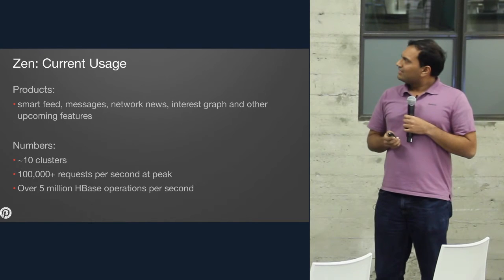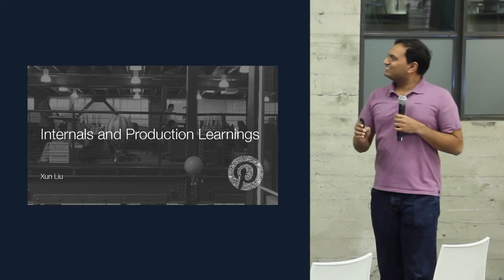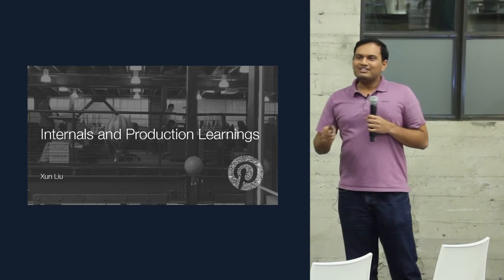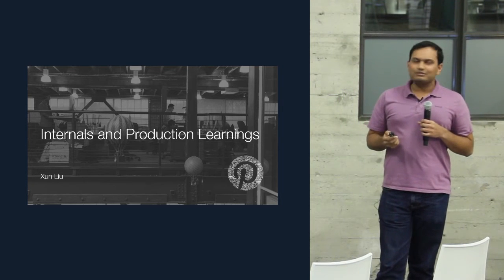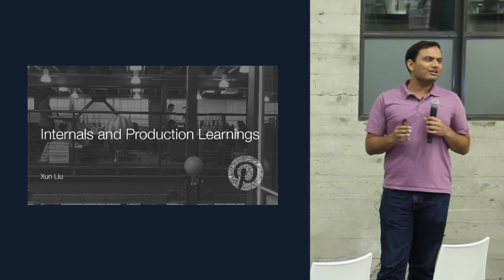So after this, it says Shun there. I'm going to be virtual Shun. I'm going to talk a little bit about the internals and learnings from running this in production. Before I get into that, any other questions so far about the API?